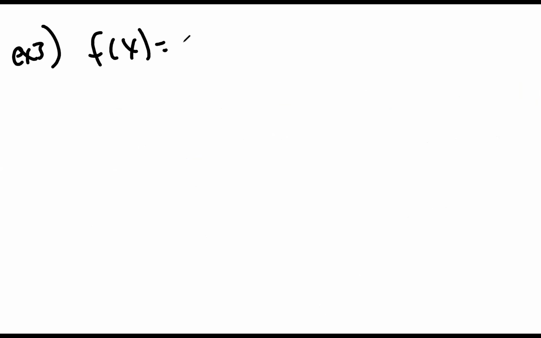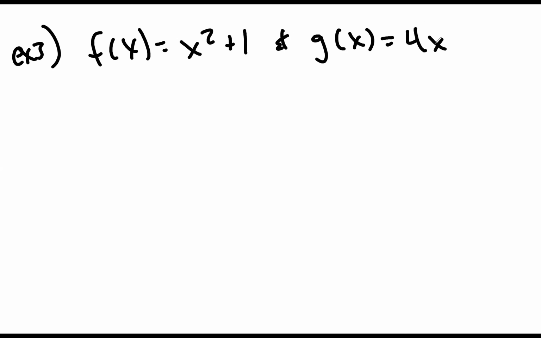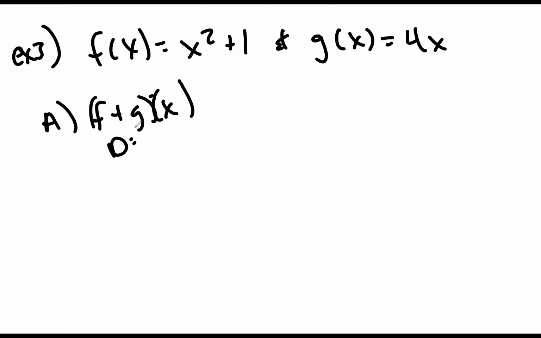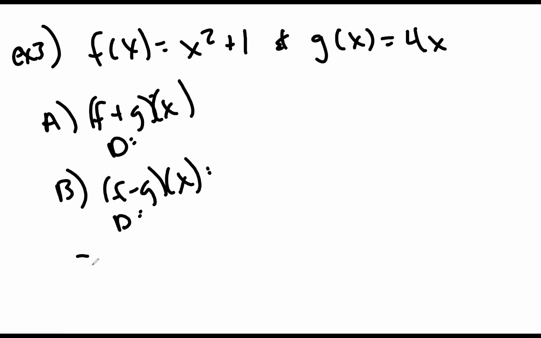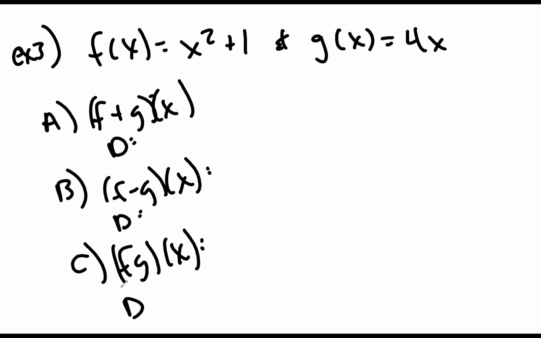F of x equals x squared plus 1, and g of x equals 4x. And so what I'm going to have to do here, letter A, is find f plus g of x, and then find its domain. So things have already changed. Letter B, I need to find f minus g of x, and then find its domain. Letter C, f times g of x, and then its domain. And I'm going to have to squeeze, I guess, letter D over here, because we got to do it. F divided by g of x, and then its domain.